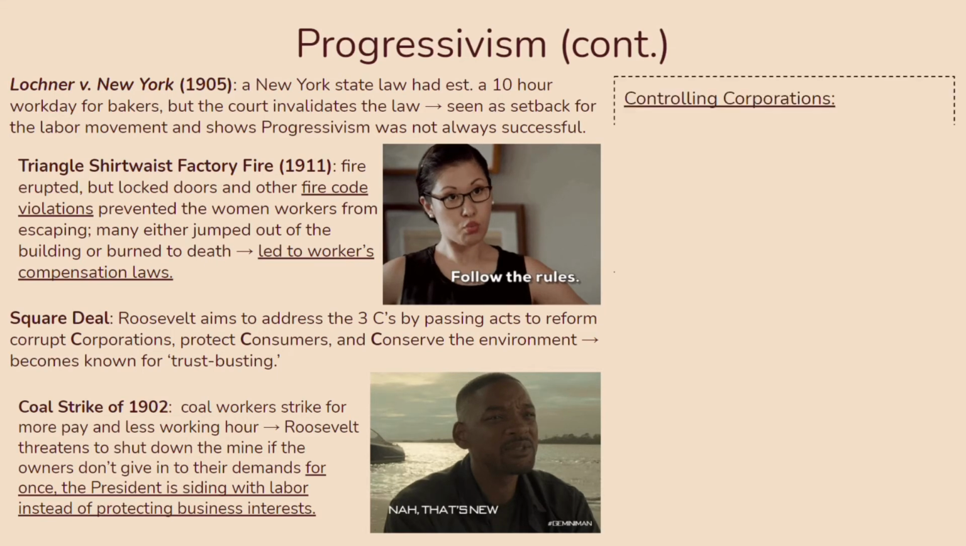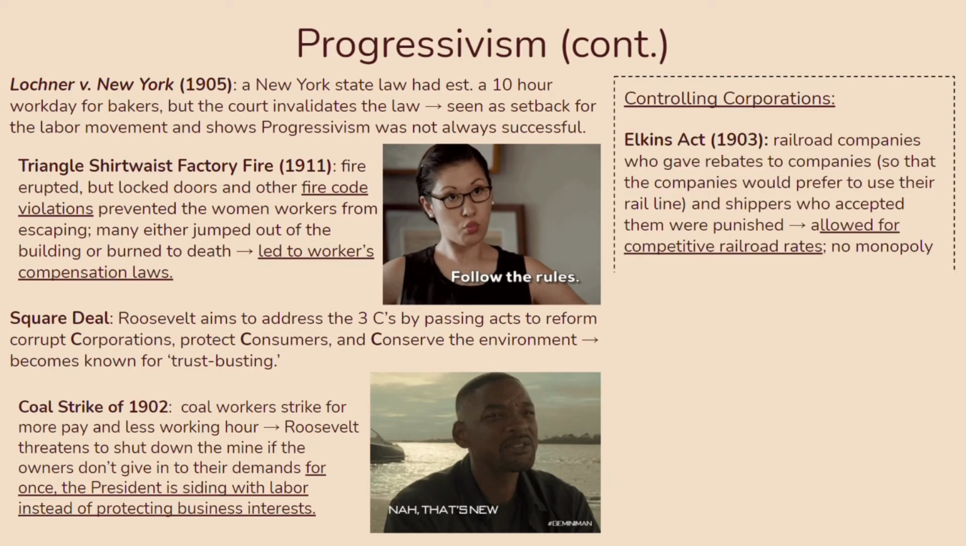But more specifically, let's talk about how Roosevelt started controlling companies and really just making sure that there wasn't any corruption, or at least preventing corruption as much as possible, and ensuring that consumer interests were put first. So you have the Elkins Act of 1903. This said that railroad companies who gave rebates to companies so that these companies would prefer to use their rail line, and shippers who accepted the bribes would be punished. And this allowed for competitive railroad rates, which meant there was no monopoly.